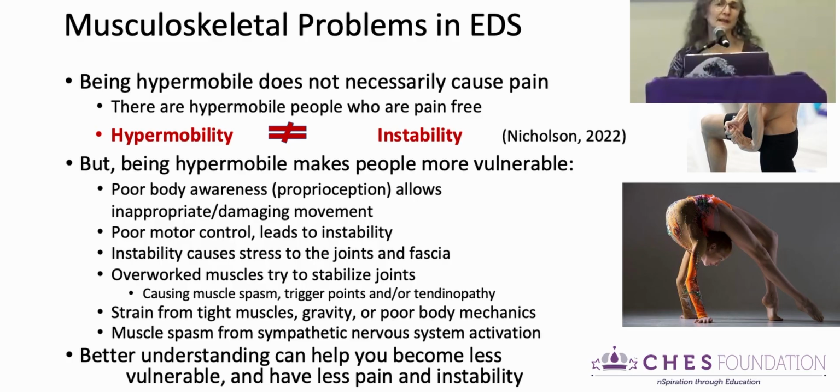Just gravity pulling on joints. And then muscle spasm or fascia contracting, because if you're anxious or stressed out, which you could be if you keep subluxing joints, then that sympathetic activity, or fight or flight response, makes muscles get tense. Okay, so there are a lot of different reasons why we can have musculoskeletal problems. And the more you understand, the better you can take care of yourself and try to minimize those problems.